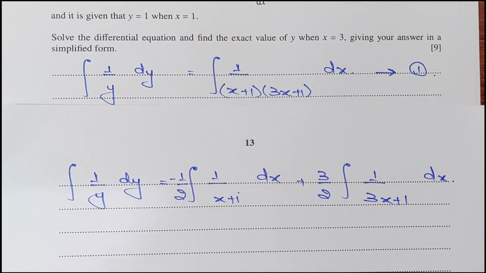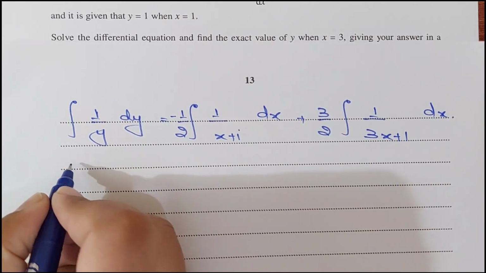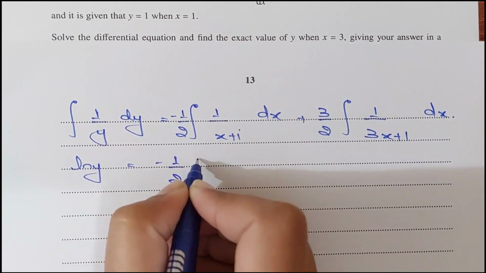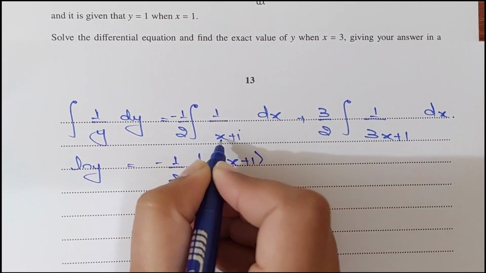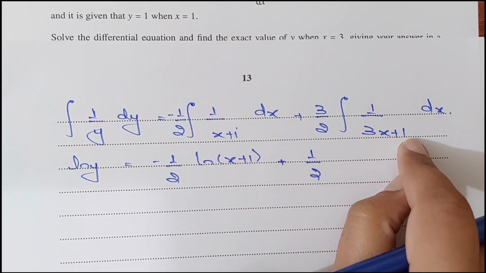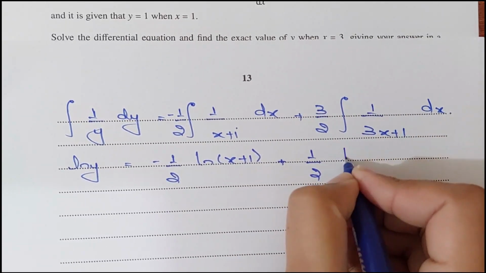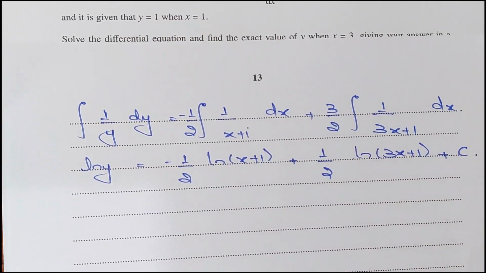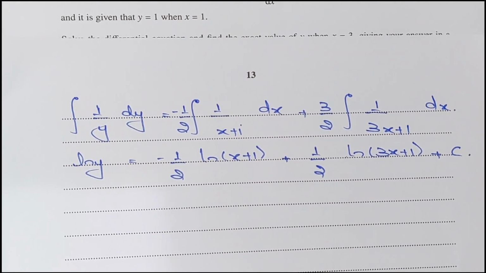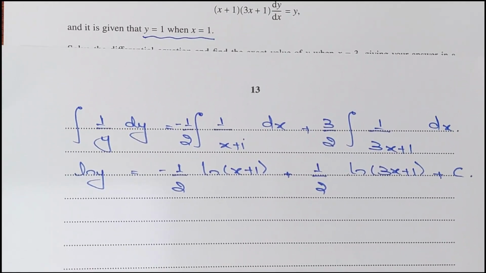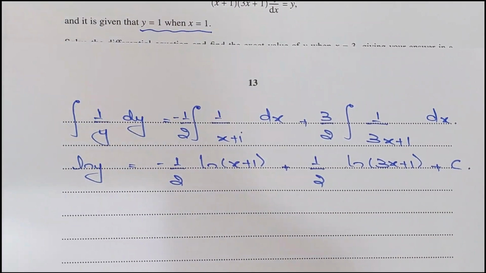dx, right? Okay, the integration of 1 by y is ln of y equals minus 1 by 2 ln of x plus 1, since the derivative of x plus 1 is 1, which is in the numerator, plus 1 by 2. The derivative of 3x plus 1 is 3, which is at the top, so we can just write down ln of 3x plus 1. And we have some constant of integration, let's say c, because this is not a definite integral. To get the value of c, the question gives the condition that when y is 1, x is also equal to 1. So let me substitute the condition.